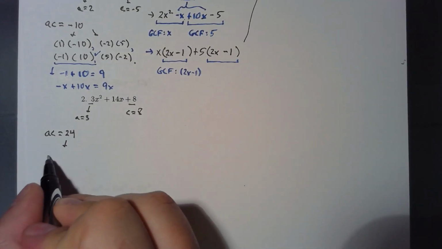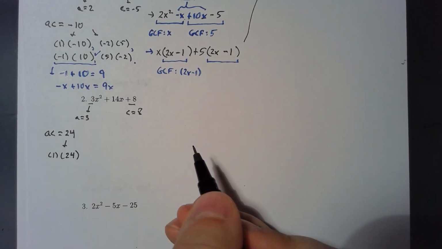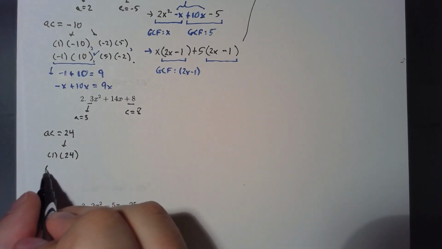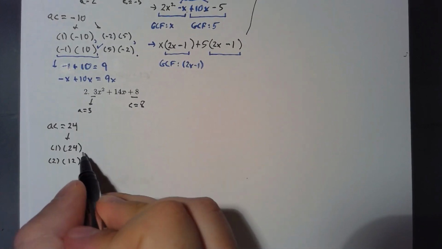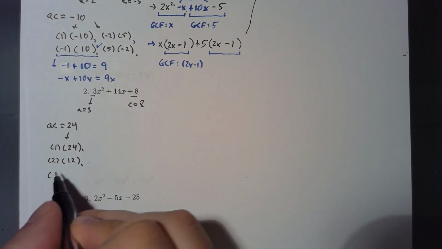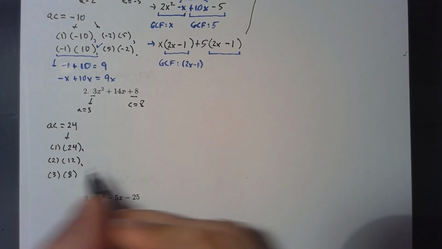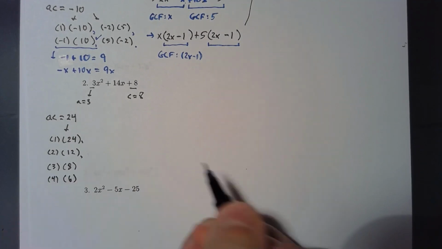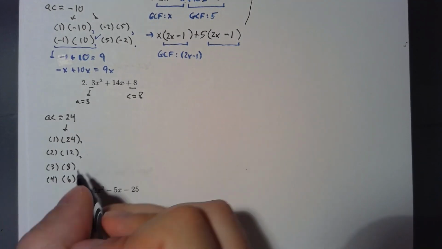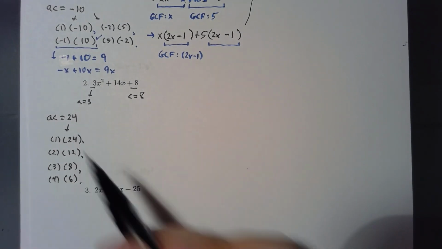Well, I have 1 and 24. Right. I have 2 and 12. Does 3 go into 24? Yes, it does. 8 times. Does 4 go into 24? Yes, it does. 6 times. And I think that's it. So those are all my factors of 24.